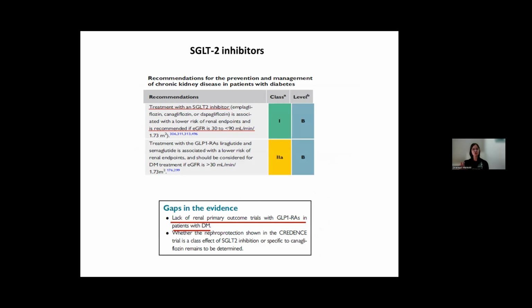SGLT2 should be administered to patients with diabetes with a GFR from 90 to 30. Coming now to the next drug, there are also the GLP-1s. Here, there is a lack of renal primary outcomes in patients with GLP-1s, in patients with diabetes.